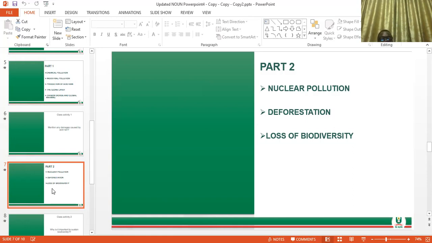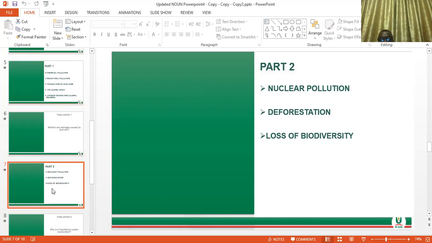Deforestation has to do with unnecessary felling of trees without recourse to replanting. And we know what this has done. This has exposed our soil to erosion. That leads to an increase in the amount of carbon dioxide in the atmosphere. And if we have trees around, they trap it. What they do is to use it to manufacture their food and release oxygen.